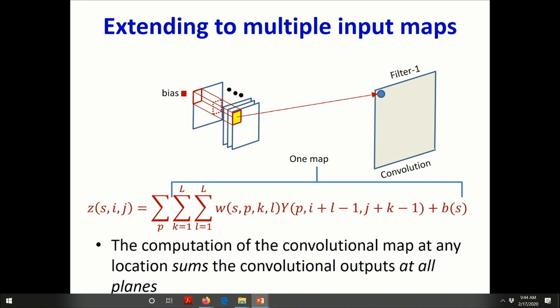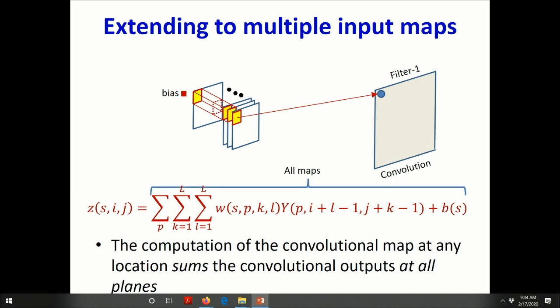You're going over the entire yellow patch and doing a pixel by pixel product and summing over the lot, right? And that patch is going to have its own set of weights, this guy. So this weight, observe, is very specific to the plane P, to the layer, right? And I would actually be doing this computation simultaneously for every patch. So the overall summation is going over all of the patches, all of the planes. So this is the actual summation that you're performing.